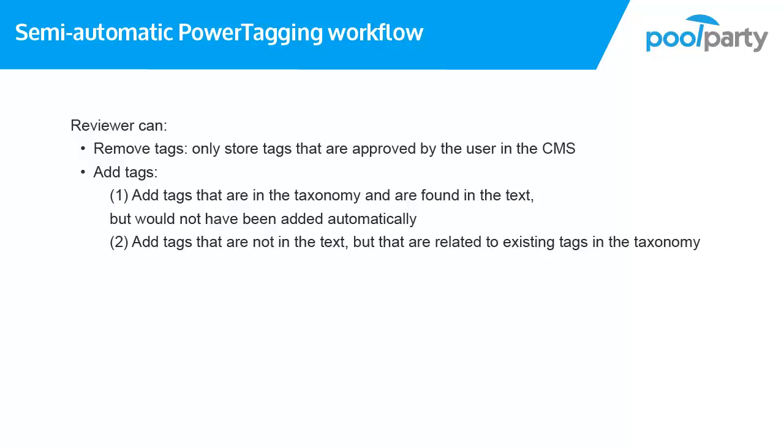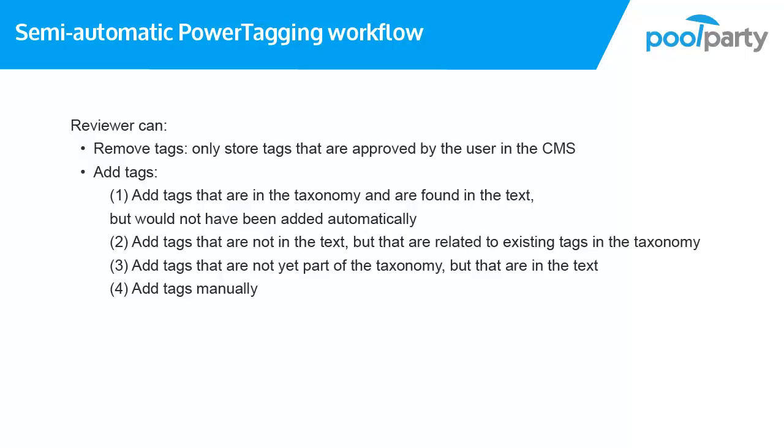As a third option, the reviewer could add tags that are suggested by the PoolParty extractor, but that are not yet part of the taxonomy. The PoolParty extractor can be configured to return free terms, in addition to concepts. Free terms are terms that the PoolParty extractor finds in the text, which are not in the taxonomy, but which still have a high relevance score. As a fourth option, the reviewer could input new tags manually.